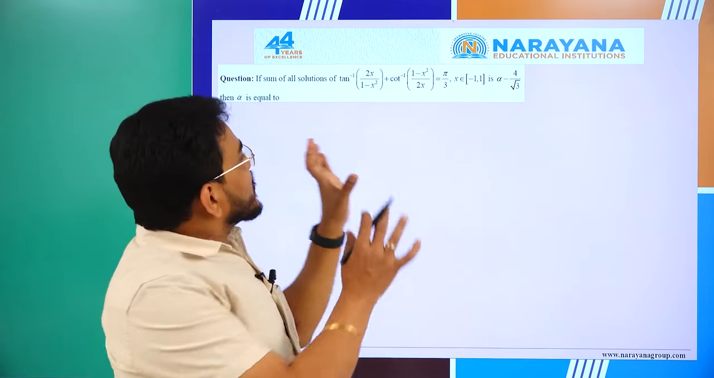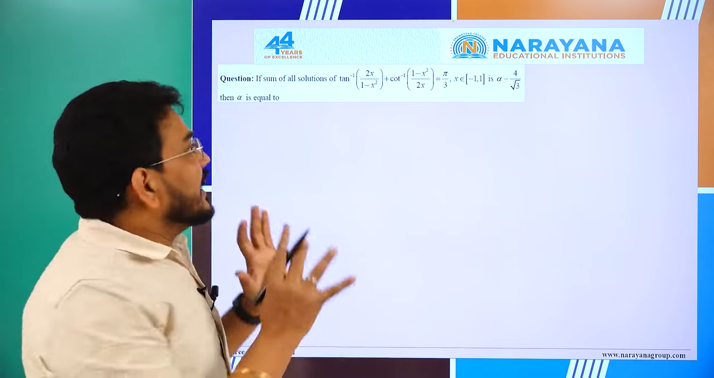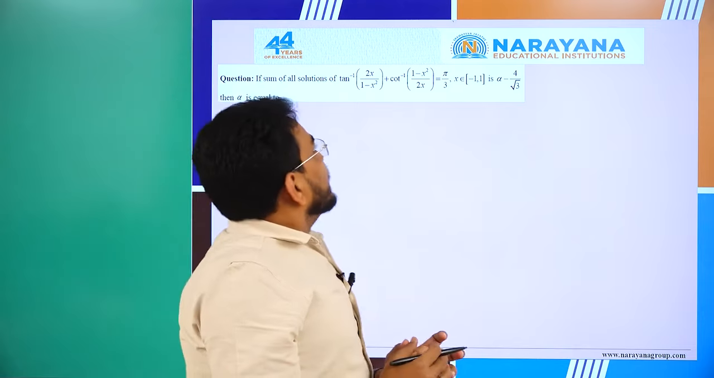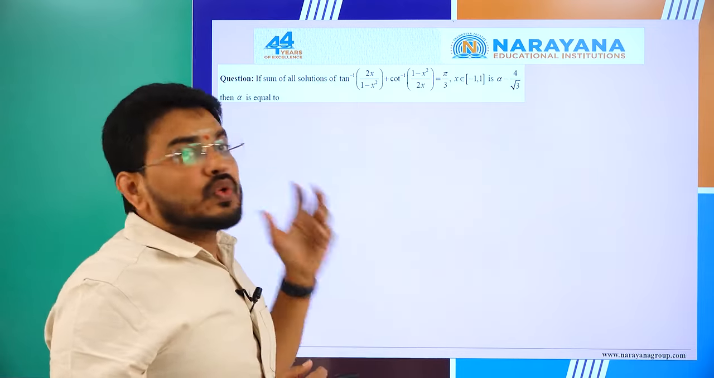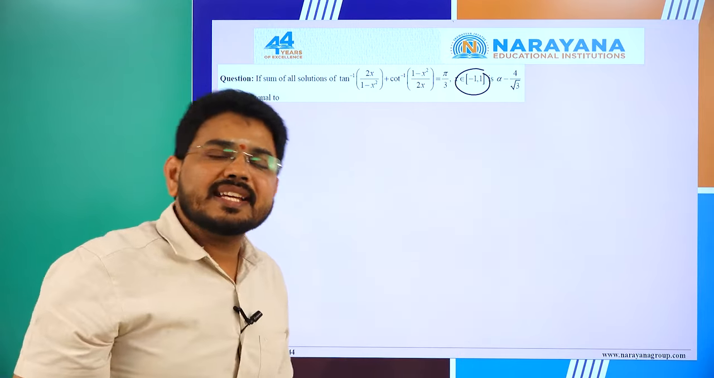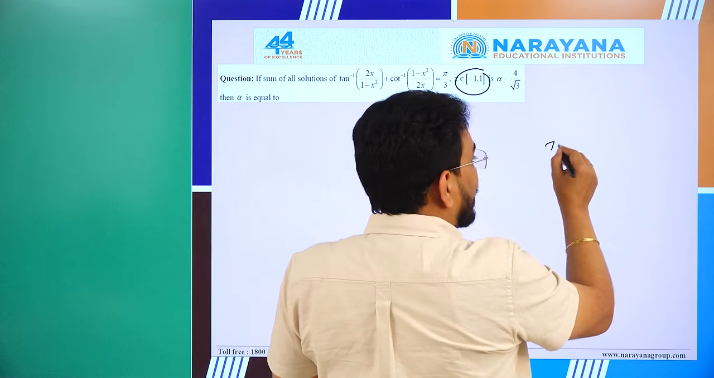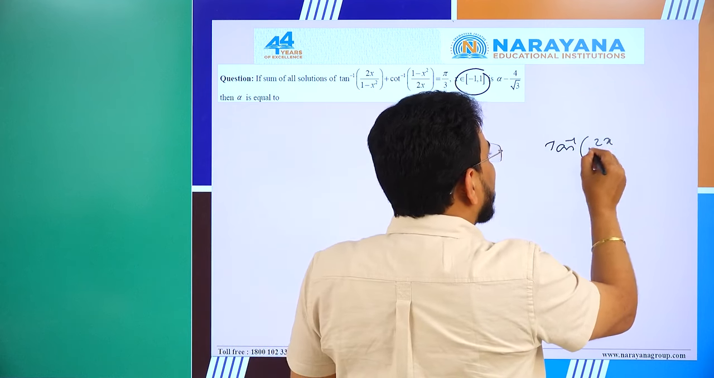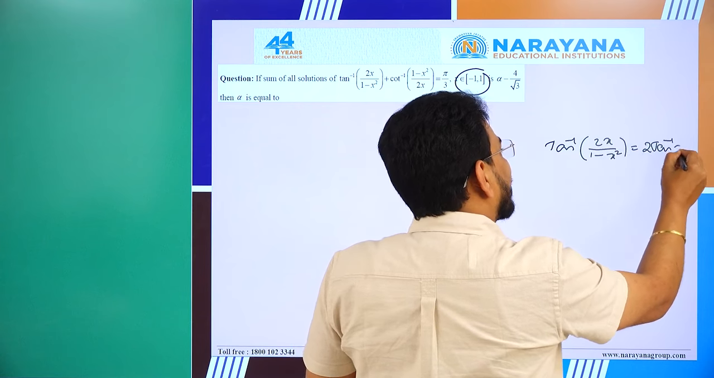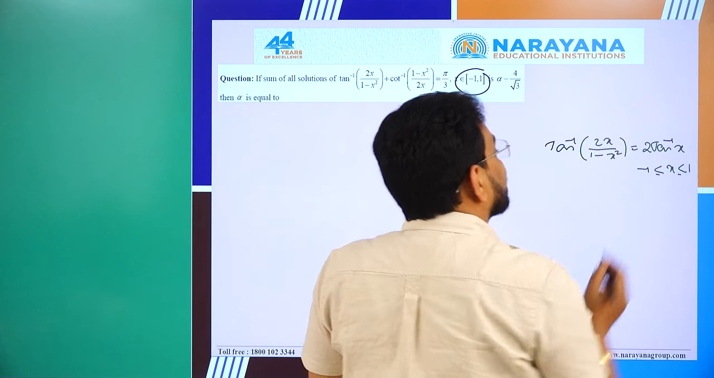If the sum of all the solutions of the equation is inverse trigonometric functions. In this question, they are talking about tan inverse of 2x by 1 minus x square, and clearly they mentioned x lies between minus 1 to plus 1. So they are not going beyond. They have gone for the basic thing only. So tan inverse of 2x by 1 minus x square is equal to 2 tan inverse of x when minus 1 is less than x is less than or equal to 1.